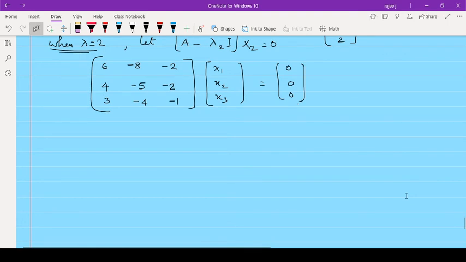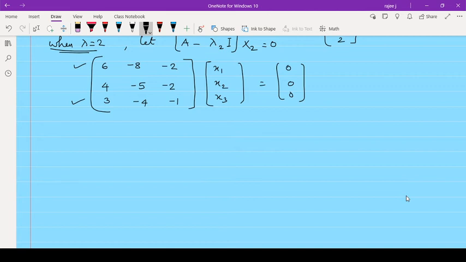Now somebody asked me, can we solve this equation directly by transformation? Look at row 1 and row 3. If I divide row 1 by 2, you are going to get row 3. Row 1 divided by 2 means 3, minus 4, minus 1. Here also 3, minus 4, minus 1.